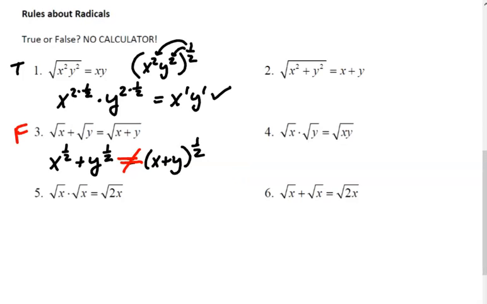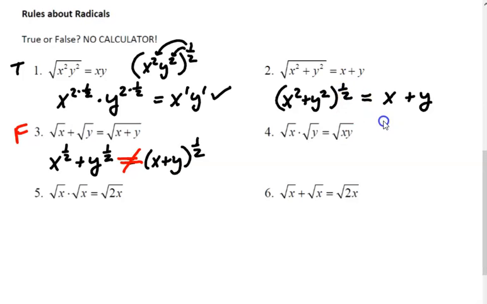I'm actually not doing these in order, but I'm going to keep going downward. No, I guess I'll go to number 2. What about x squared plus y squared? Does that equal x plus y? Okay. Well, many students think that this is a true statement, but let's put this in terms of exponents. This would be x squared plus y squared to the 1/2 power. Does that equal x plus y? So can I distribute and say that x squared to the 1/2 plus y squared to the 1/2?